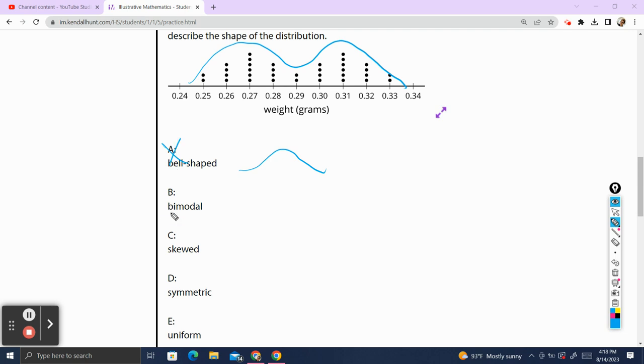Bimodal, bi is 2, like you've got 2 wheels on a bicycle. So bimodal means it has 2 separate humps. Over here, I'm seeing 2 humps, so I like that. That is a description here.